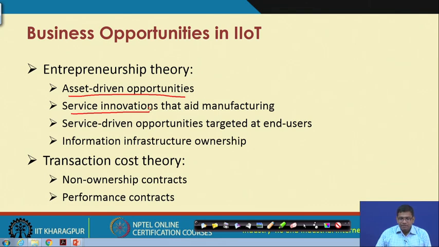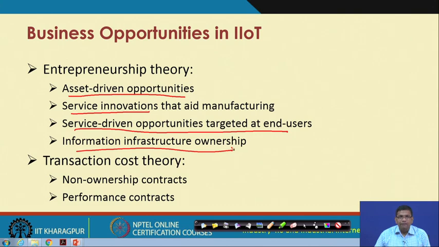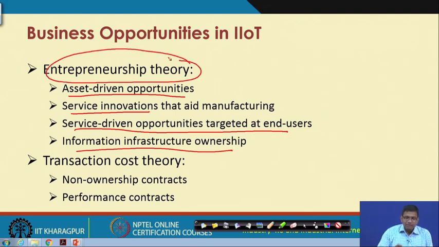These service innovations, they can aid in manufacturing. The service driven opportunities targeted at end users, or the information infrastructure ownership. These are the positive aspects behind this uncertainty or the risks that are created, and those basically are part of something known as the enterprise theory. So, I also told you that the positive aspects are there, but there are some negative aspects as well.